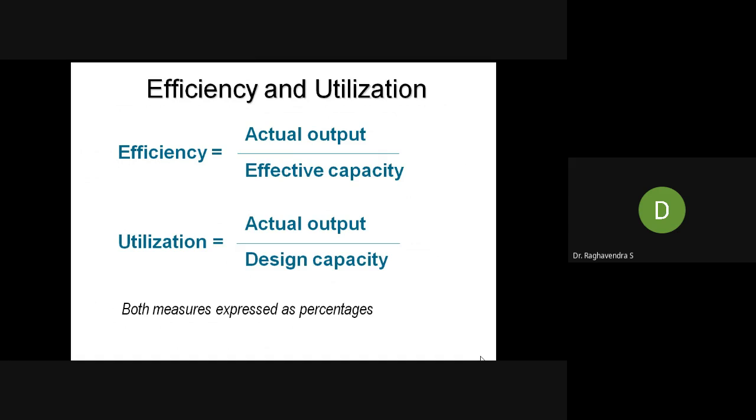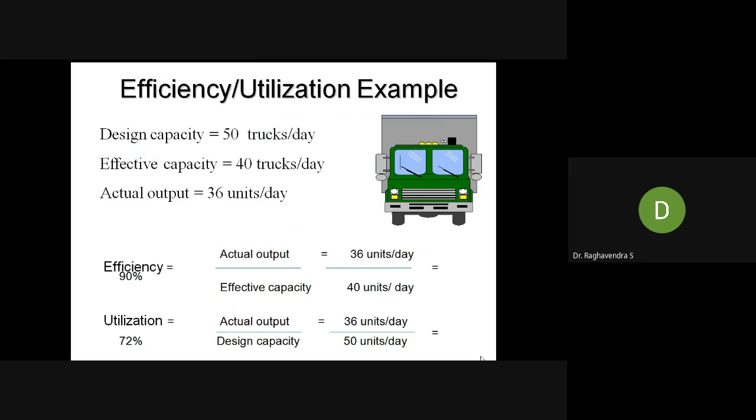Next, these are some of the formulas for efficiency and utilization. Efficiency is nothing but actual output divided by effective capacity. Utilization is nothing but actual output divided by design capacity. Utilization is based on the design capacity, whereas efficiency is based on the effective capacity. Both are expressed in percentages. Keep in mind, there are numericals in this chapter. We need to calculate, so I am giving an example.